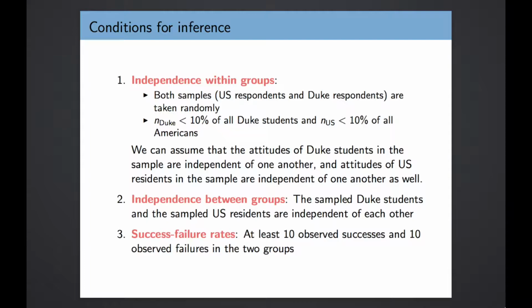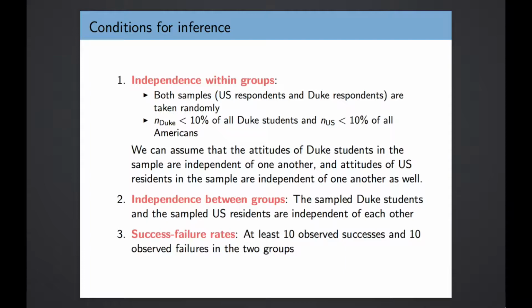The second thing that we need to check is independence between groups. Not only do the observations within each sample need to be independent of one another, but the observations across the samples need to be independent of one another too. So the answers of the Duke students in that sample need to be independent of the responses of the United States residents in the other sample. And then the third condition is something that we talked about in the previous lecture, which is success and failure. Again, our condition is just that there are at least 10 observed successes and 10 observed failures in the two groups.